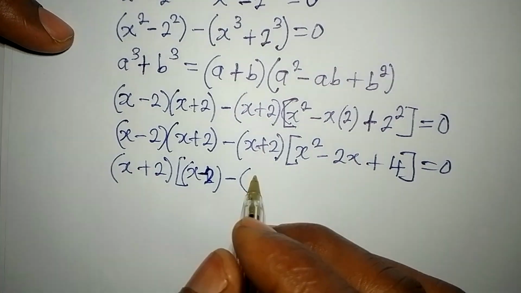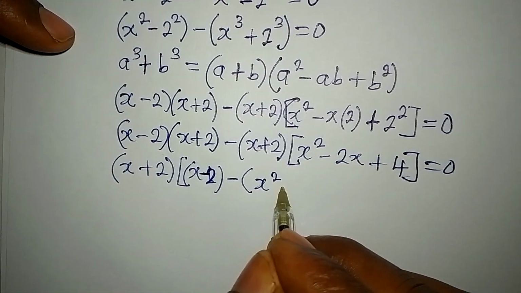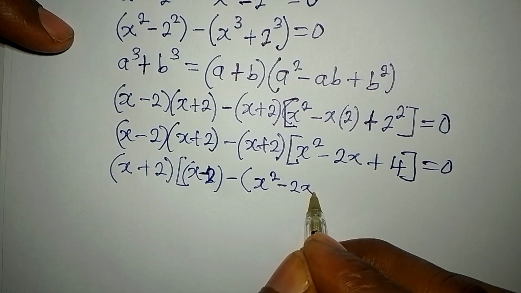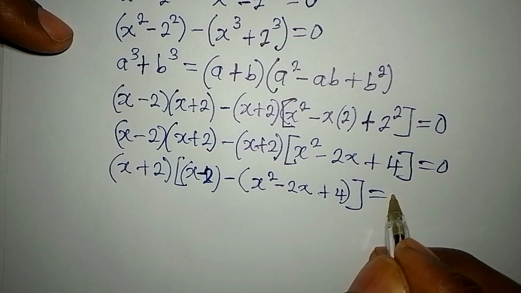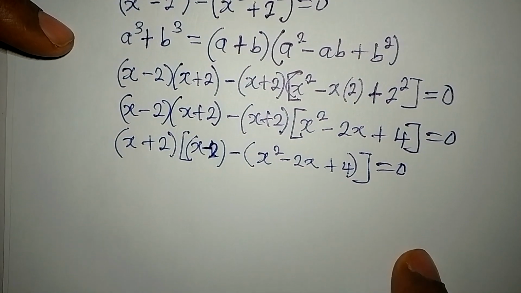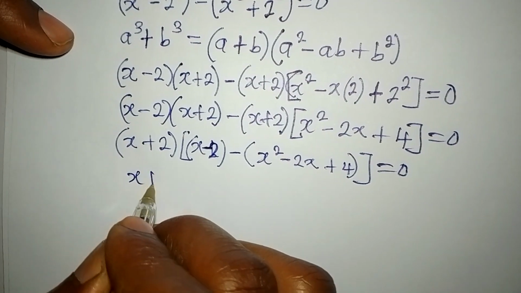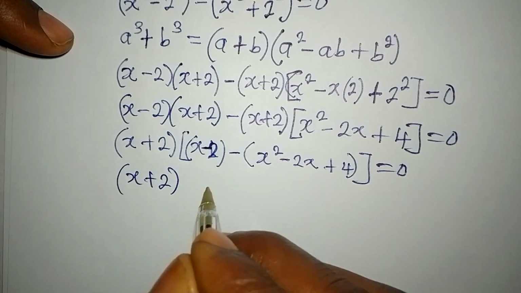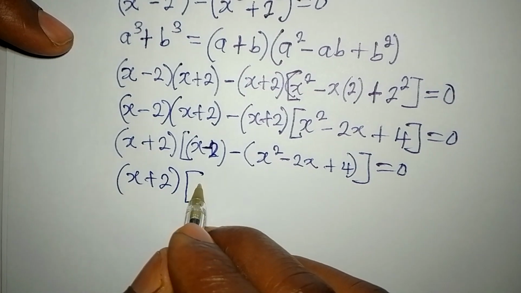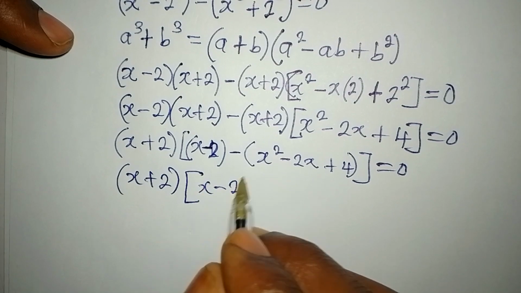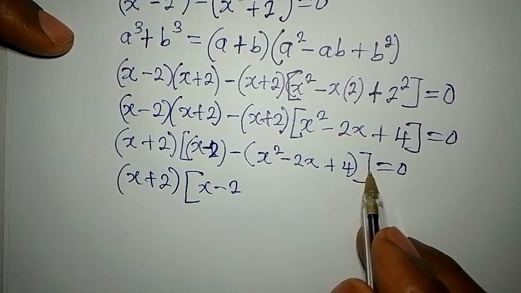So I'll be writing the whole of this. x squared minus 2x plus 4, close this, and then everything is equal to 0. x plus 2 is a common factor. Then open bracket, and I'm going to open this bracket as well. So I write x minus 2. Then this negative will open the whole of this.